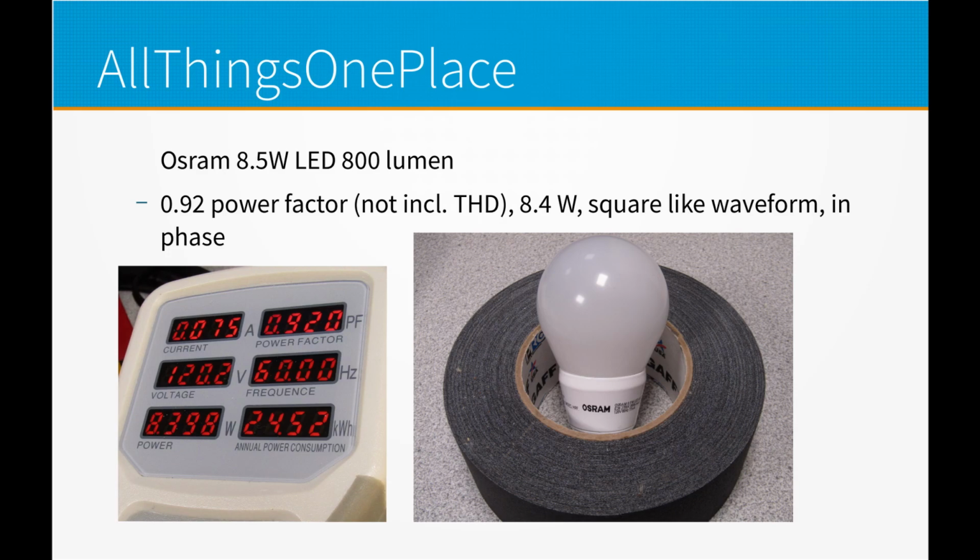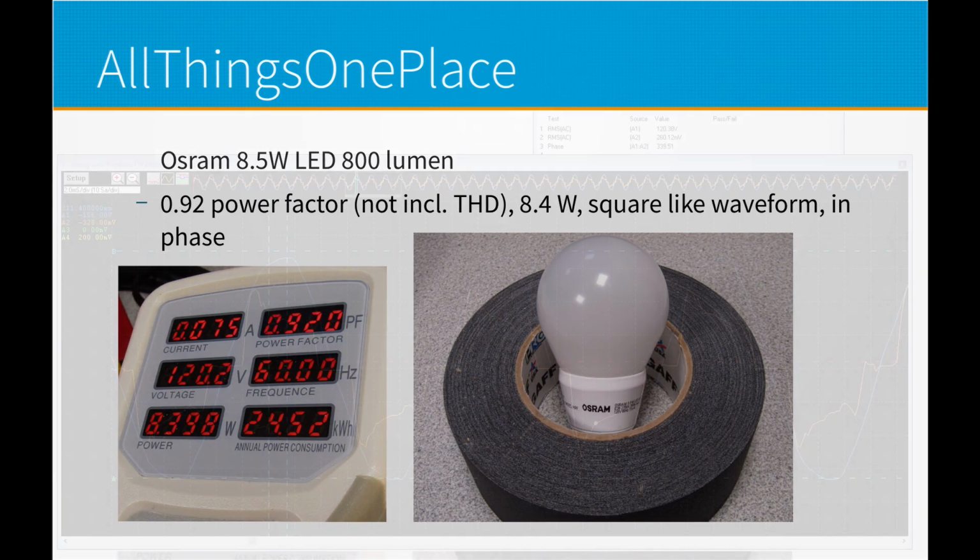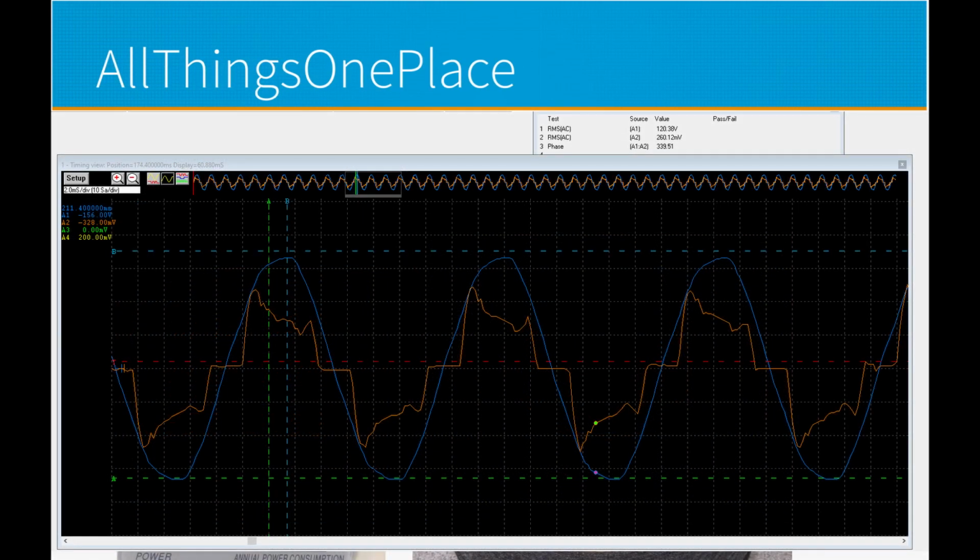So here's the Osram bulb. It's not anything special, just a regular light bulb. The waveform's a little bit square-like. It's got a pretty good power factor though, so it's one of the better demonstrations. And then it's in phase, so that's good. So here we'll actually get into it.